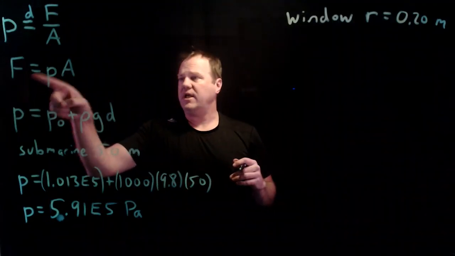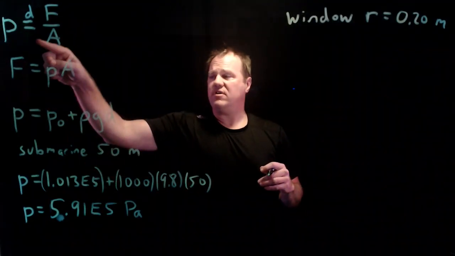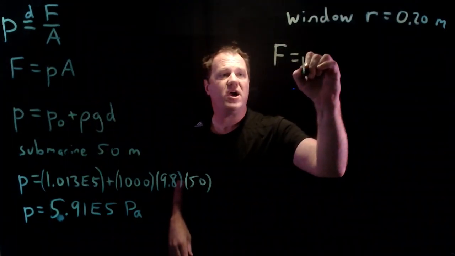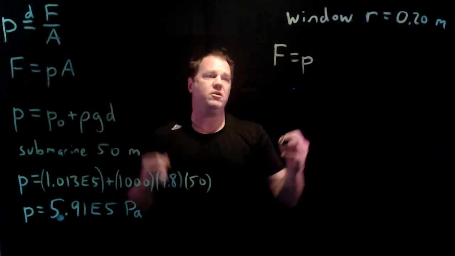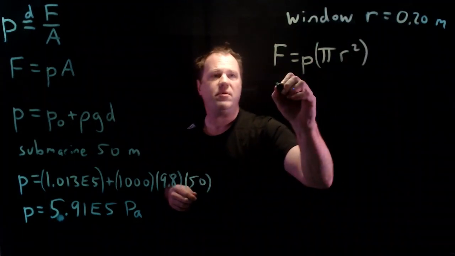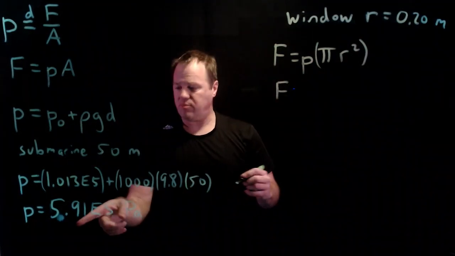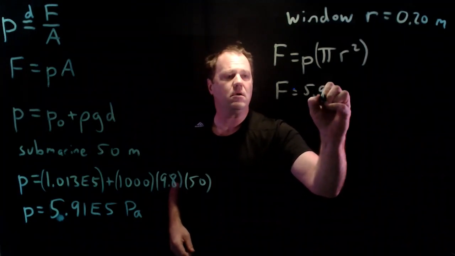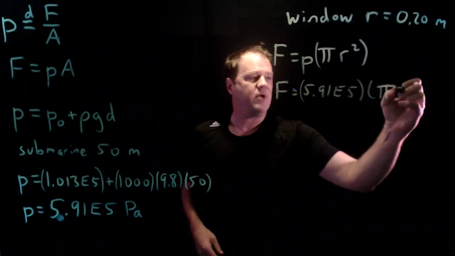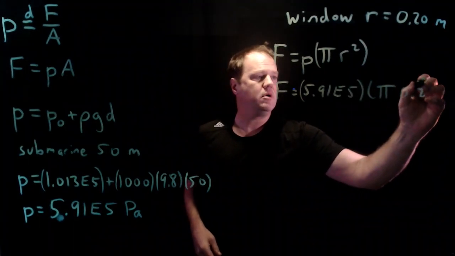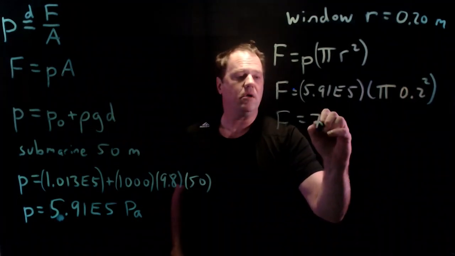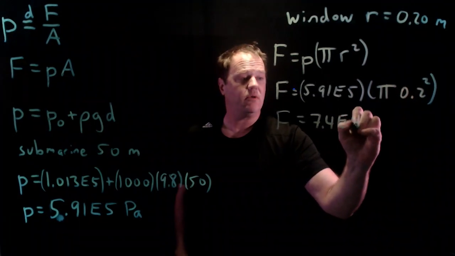Like I said before, typically we use the definition of pressure to find the force. So that's what we'll do here. Force is pressure times area, but instead of area, I'll do some geometry, pi r squared for the area, and then we can just throw in the numbers. So I know that the pressure is 5.91 times 10 to the fifth times pi times the radius, 0.2, squared. I throw that into my calculator, and I get an answer of 7.4 times 10 to the fourth newtons.